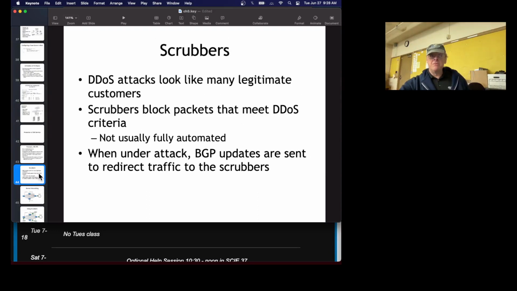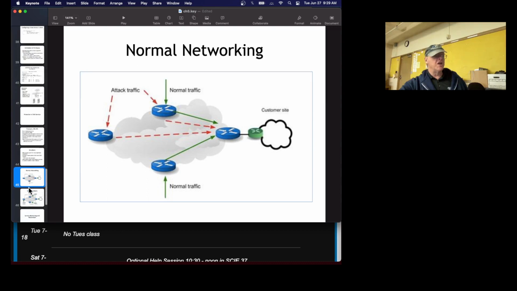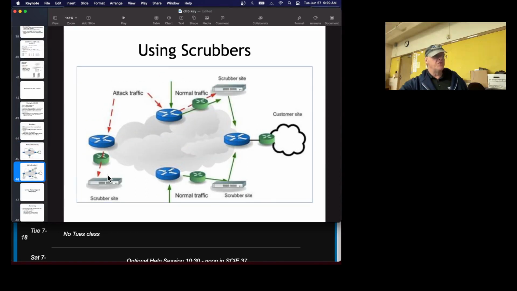Now, there are scrubbers. These are used to stop denial of service attacks in progress. So you put on extra servers just to filter out the traffic. So here, normal traffic, you get all these people all over the internet sending traffic, and you just route it all to your customer, and they all come to your server. That's normal networking. But when you turn on scrubbers, you run it through scrubber sites, and the scrubber sites block certain traffic.